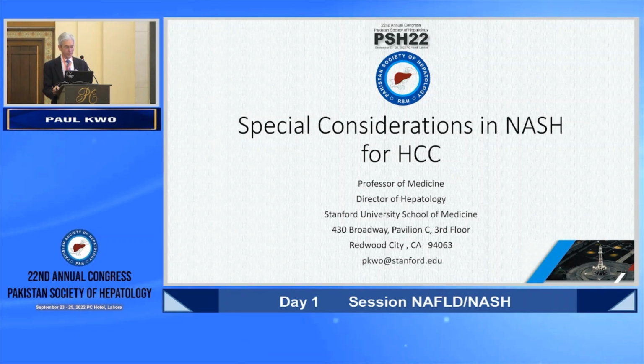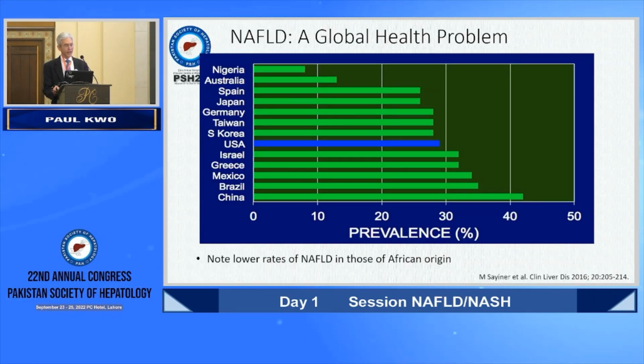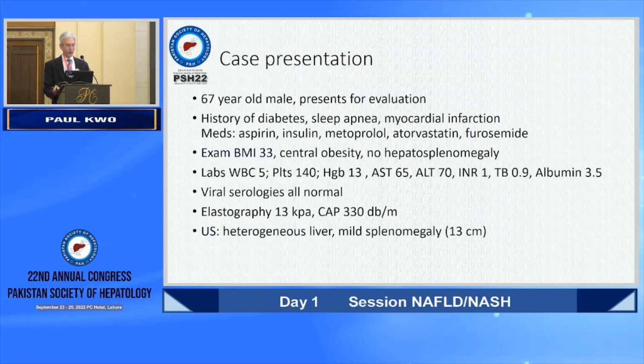So we're going to talk a little bit today about special considerations in NASH for hepatocellular carcinoma. Dr. Hamid has already given us this wonderful overview, so I have to spend very little time on this, other than NAFLD is prevalent, as all of you know. And the important thing that he also stated, which I can't emphasize enough, is NAFLD intermingles with all the other diseases we see, be it hepatitis C, be it hepatitis B, it's everywhere. And so we all have to be extremely careful as we assess our patients.